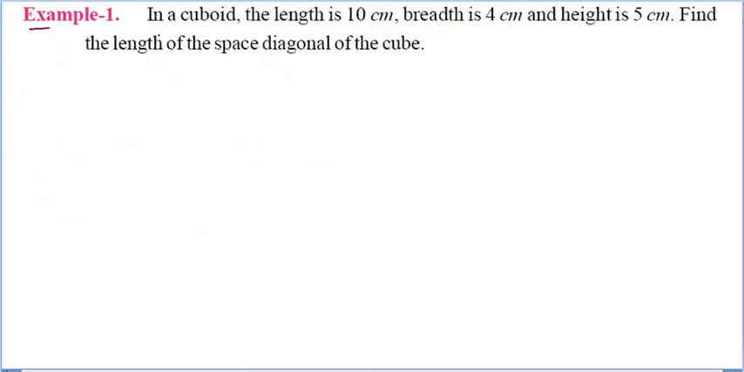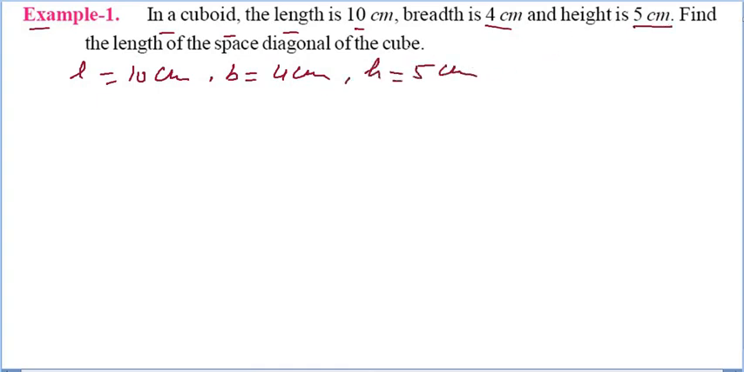Now come to the example 1. In a cuboid, the length is given as 10 centimeters. That means L is equal to 10 centimeters. And the breadth is given as 4 centimeters. That is the B is equal to 4 centimeters. And the height is 5 centimeters. So you have to write height is equal to 5 centimeters. Find the length of the space diagonal of the cube.